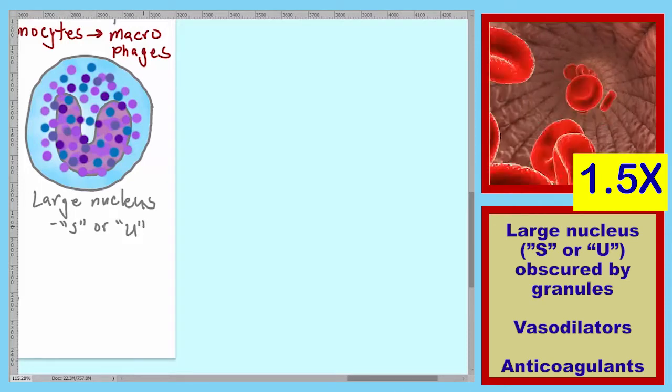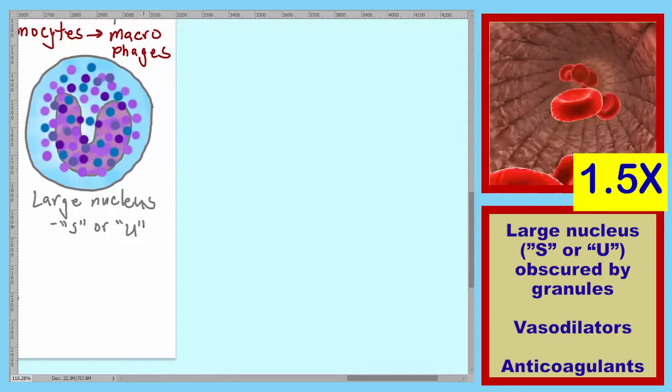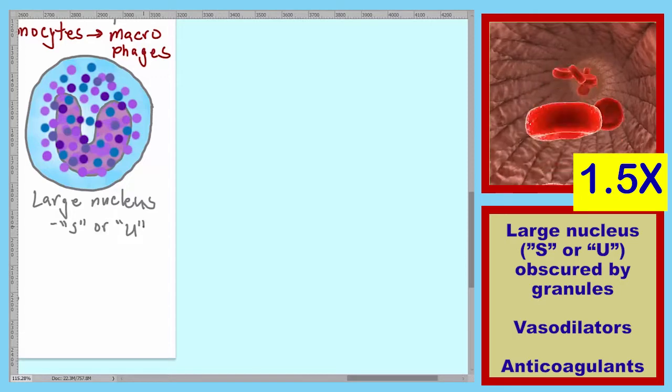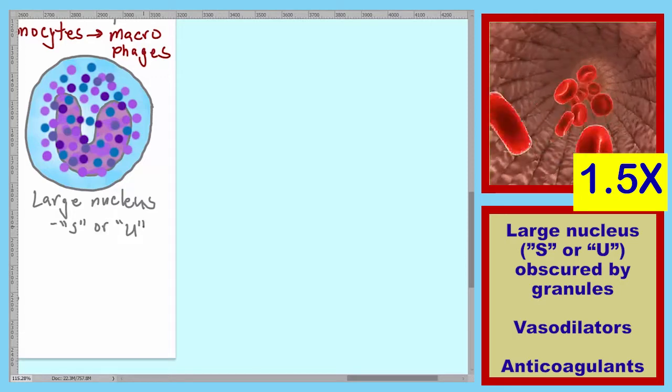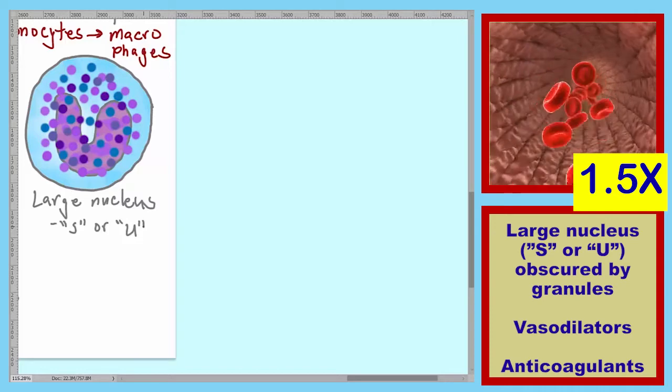These cells exist primarily in the tissue. And so if there's ever an infection in the tissue, the anticoagulants make sure that the blood doesn't coagulate so that the other white blood cells can get to the site to help. And the vasodilator makes sure that the blood vessels don't close so that the other white blood cells can get to the site. So we're going to indicate those here.